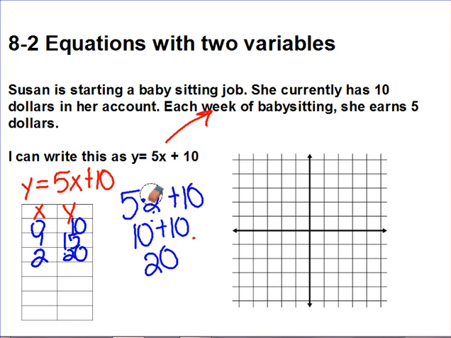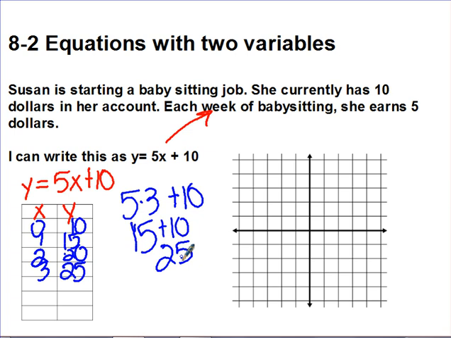Again, instead of 2 weeks, I want to know how much it will be for 3. 5 times 3 would be $15 plus the $10 that she had in the account to start, and that would be for 3 weeks. I would earn $25. Once I have these t-tables created, I'm going to be asked to graph them.